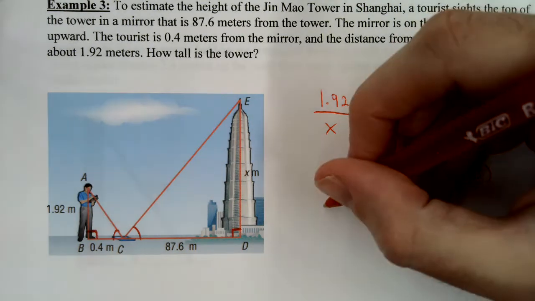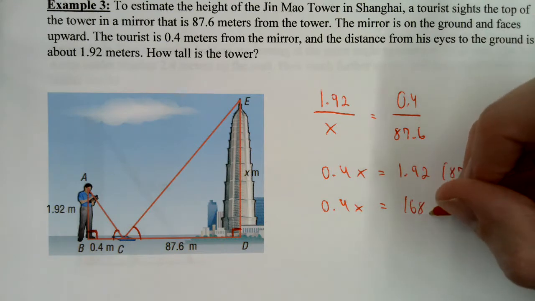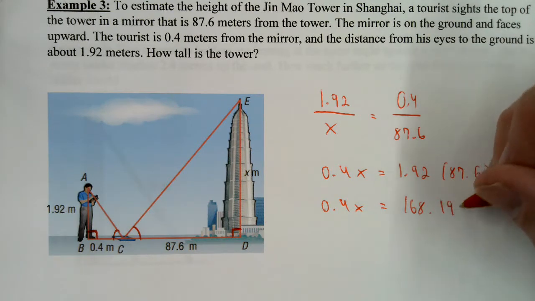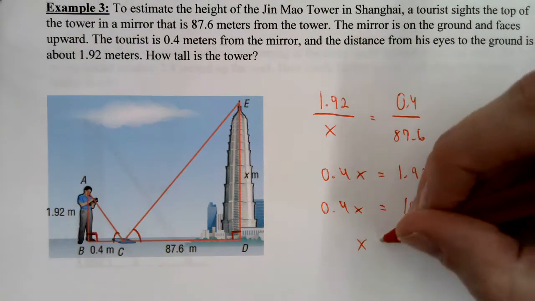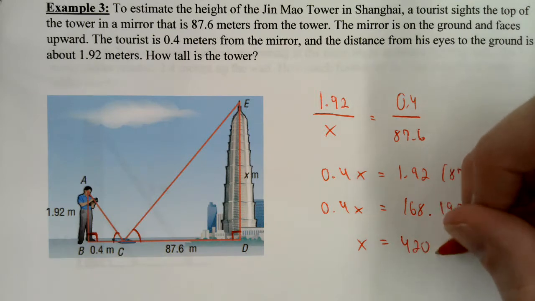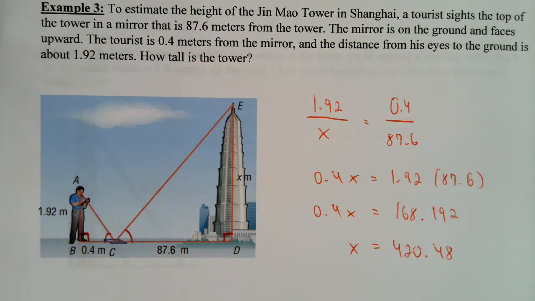So 0.4x equals 168.192, divided by 0.4. And you get x equals 420.48. I'm not sure if it tells you where to round. Let's see. It doesn't tell you where to round. You can round however you'd like. I'm just going to leave it like that.